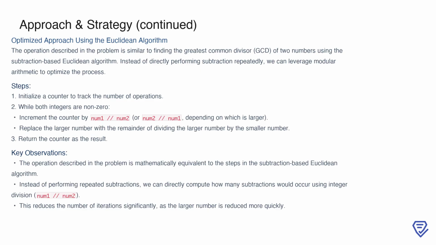The key insight here is recognizing that the operation described in the problem is mathematically equivalent to the steps in the subtraction-based Euclidean algorithm. By using integer division, we avoid redundant calculations, drastically reducing the number of iterations required. This makes the method significantly more efficient compared to the brute force approach.